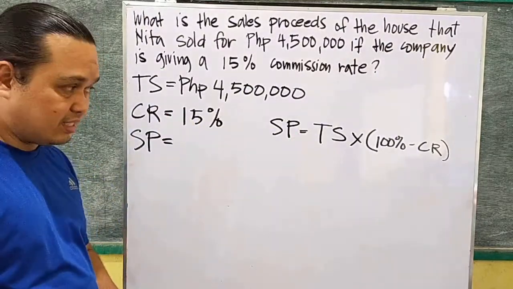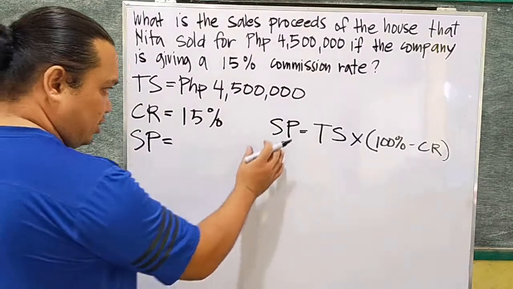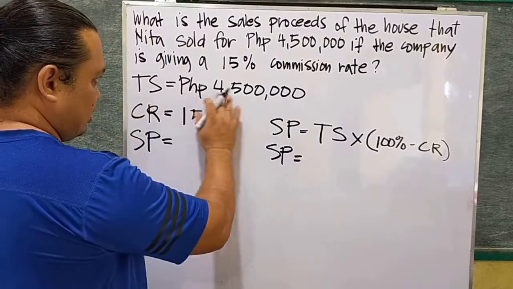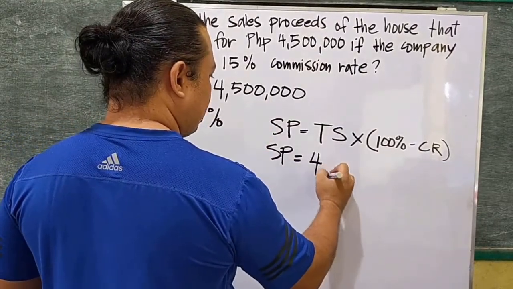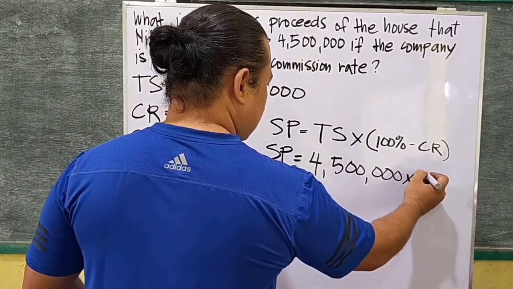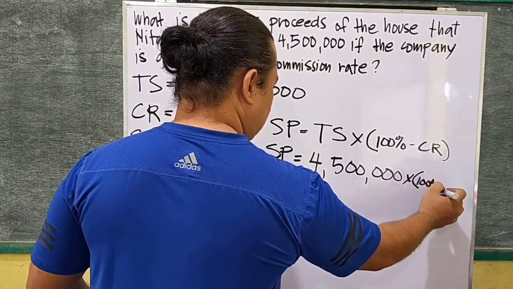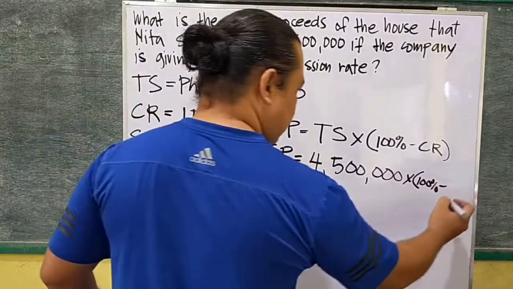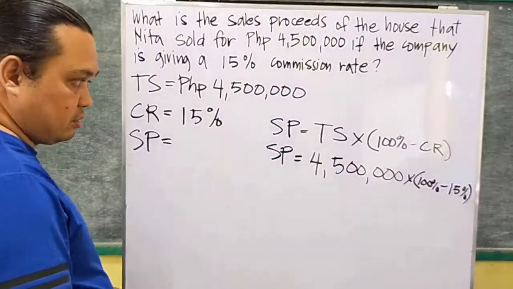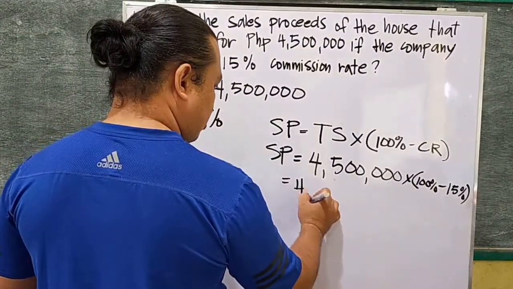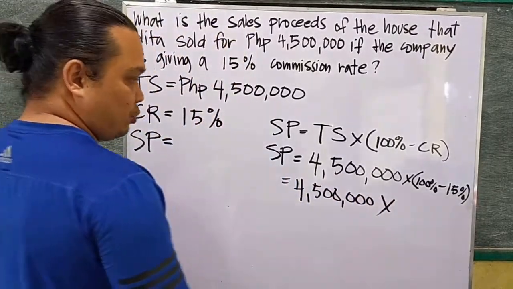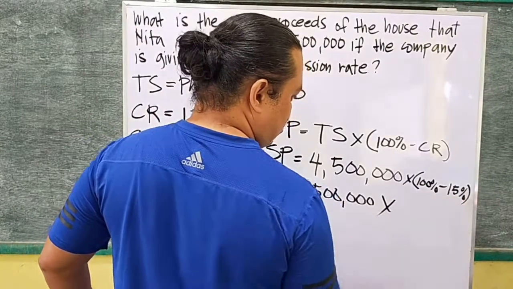So all we need to do is just substitute. Okay, so let's copy here. SP is equal to, what is TS? TS is this, 4,500,000 times 100%. What is the commission rate? That's 15%. So 100% minus 15%. So if we are going to continue that, that's 4,500,000 times 100% minus 15% is 85%.